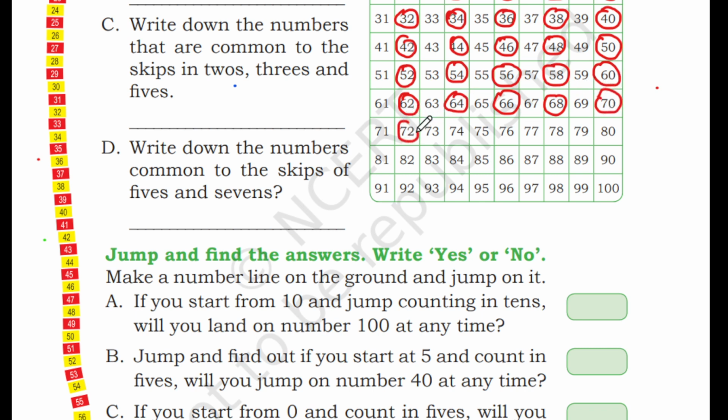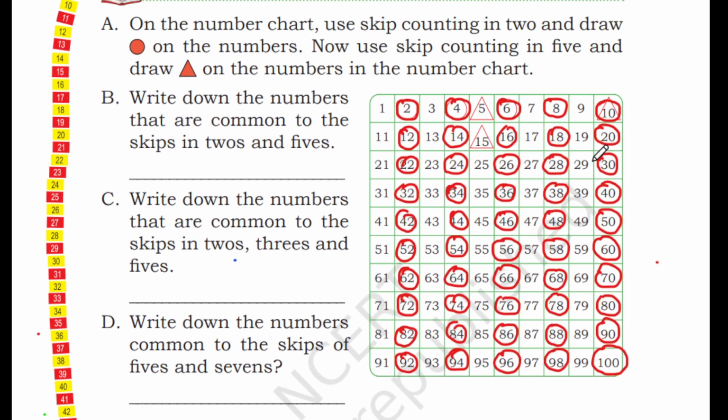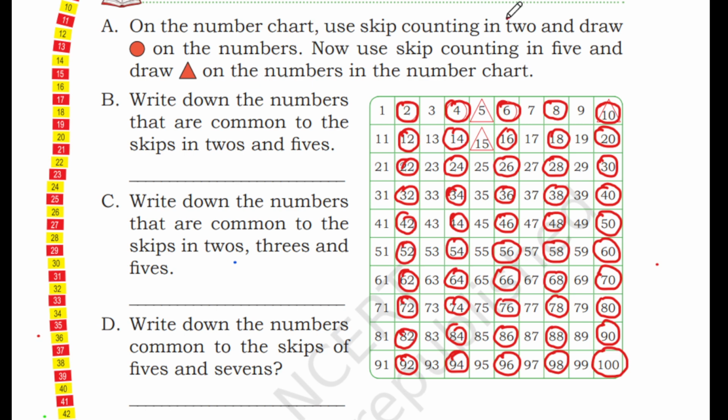Now we have 72, 74, 76, 78, 80, 82, 84, 86, 88, 90. So we have 92, 94, 96, 98, 100. Now what we have done is circled all the numbers using skip counting by 2.